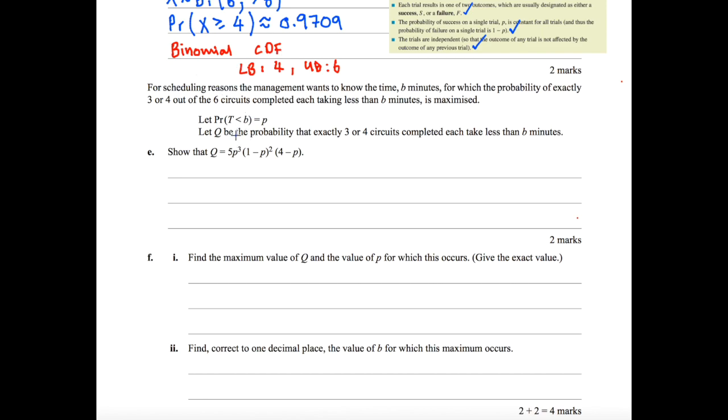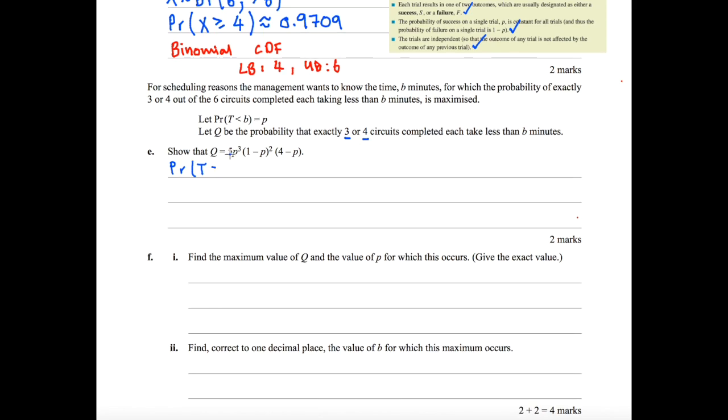So what we're going to say is, well, the first thing I'm going to say is exactly 3 or 4. So this is sort of the key part of the information. Probably exactly 3 or 4 circuits completed each take less than B minutes. Well, we can say the probability that T equals 3.